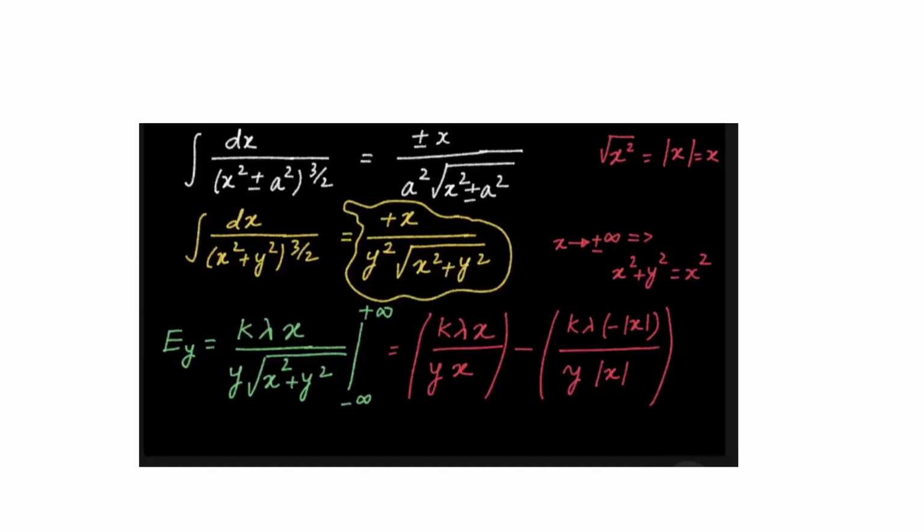Okay, the absolute value cancels absolute value. The x cancels x. And so we will end up with k lambda divided by y minus, and another minus, plus k lambda divided by y, which becomes 2k lambda divided by y. And so the electric field around an infinitely long wire would be simply 2k lambda divided by y.